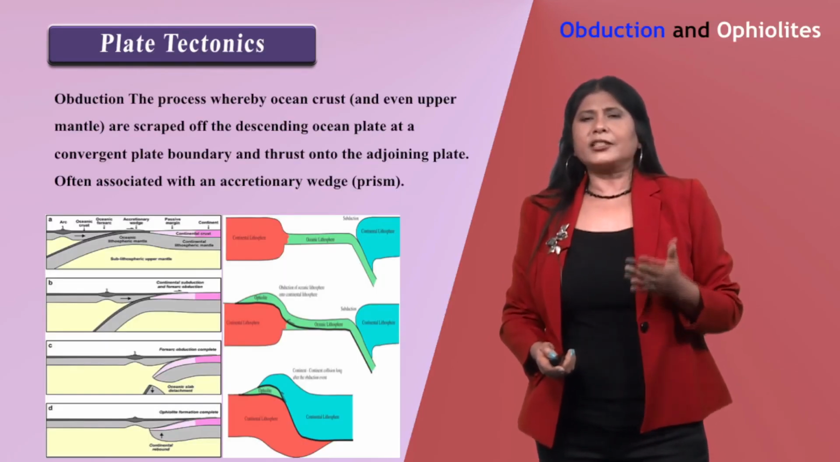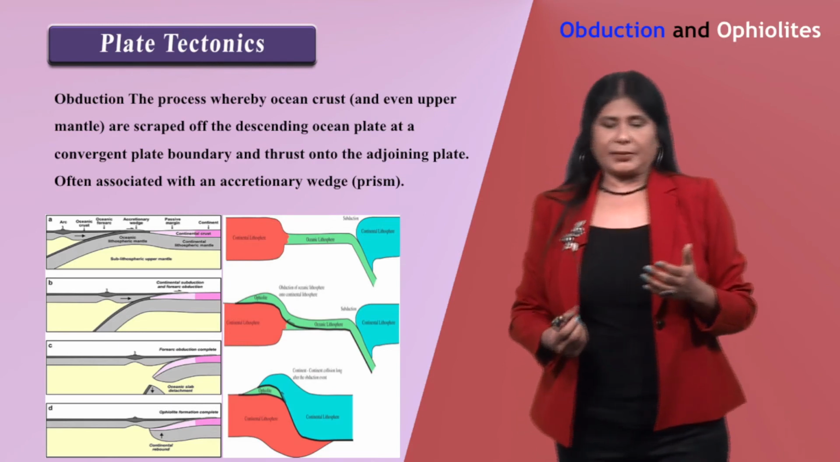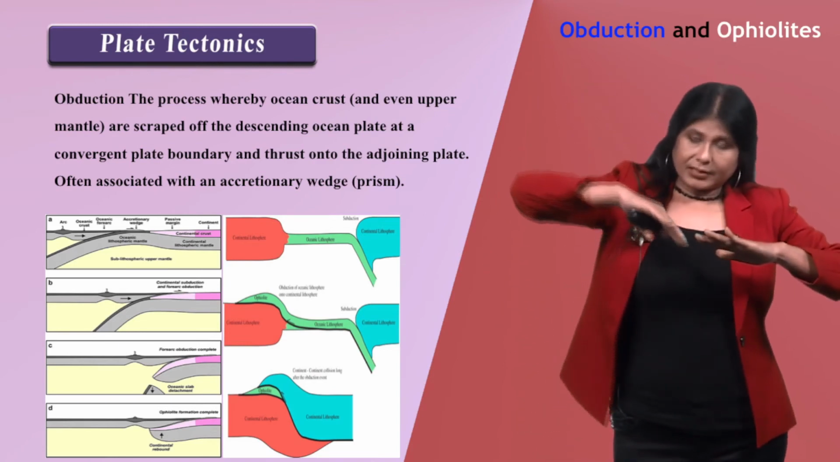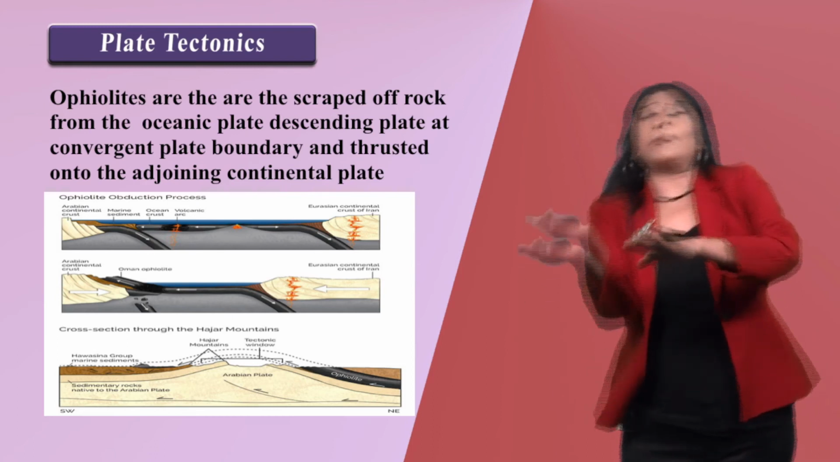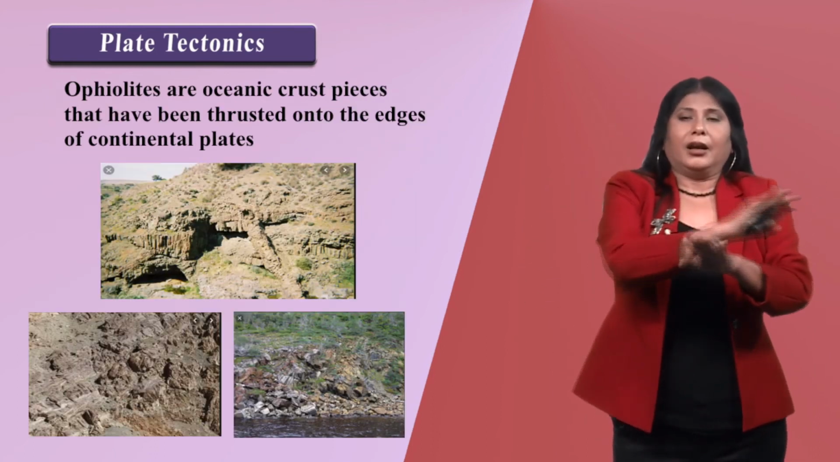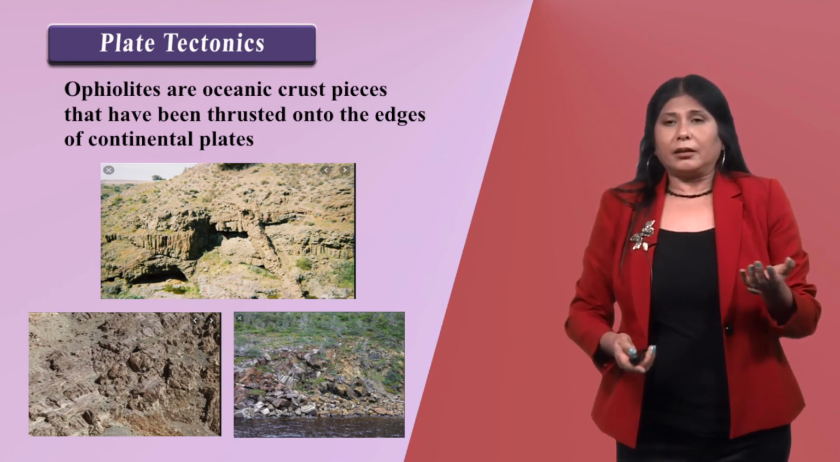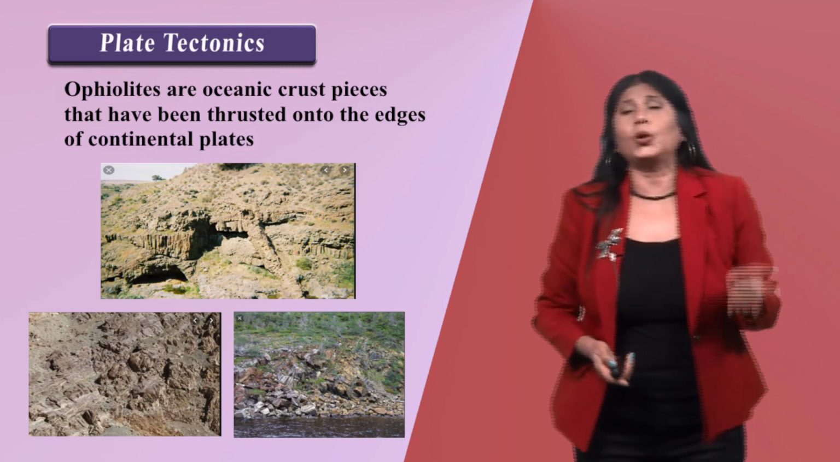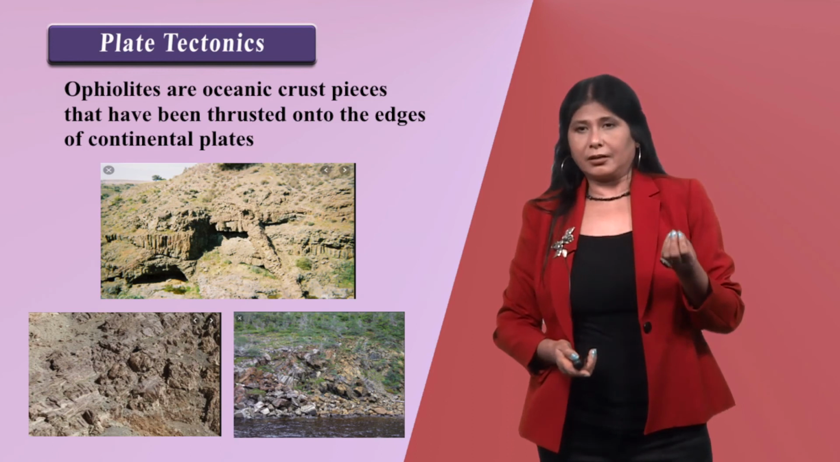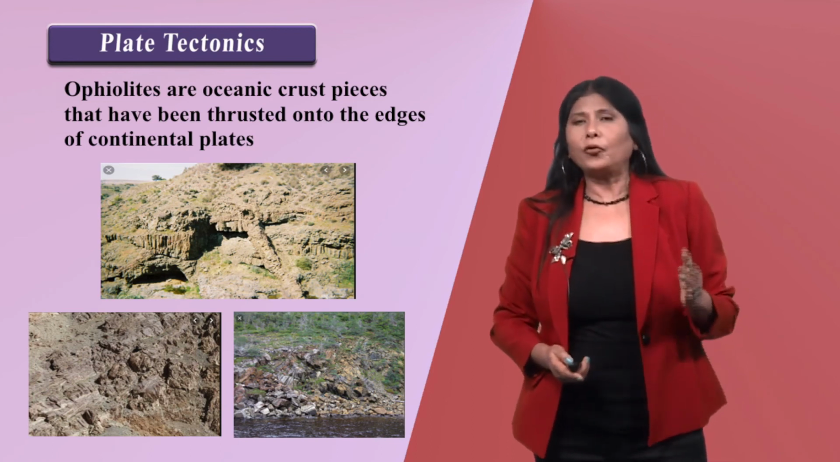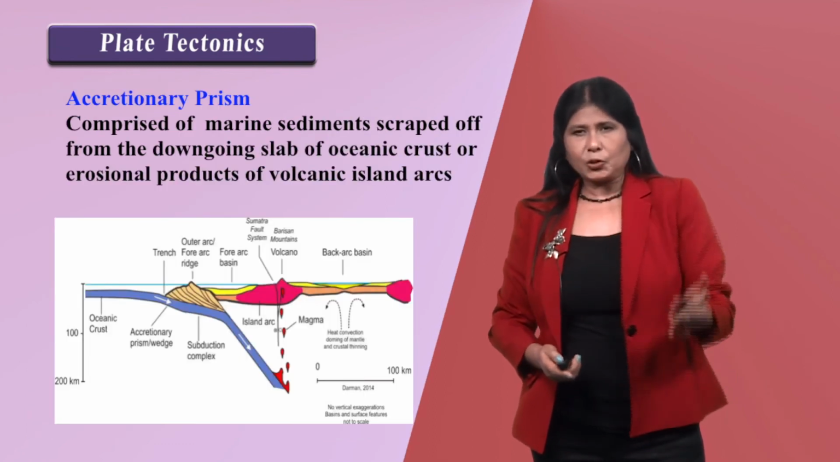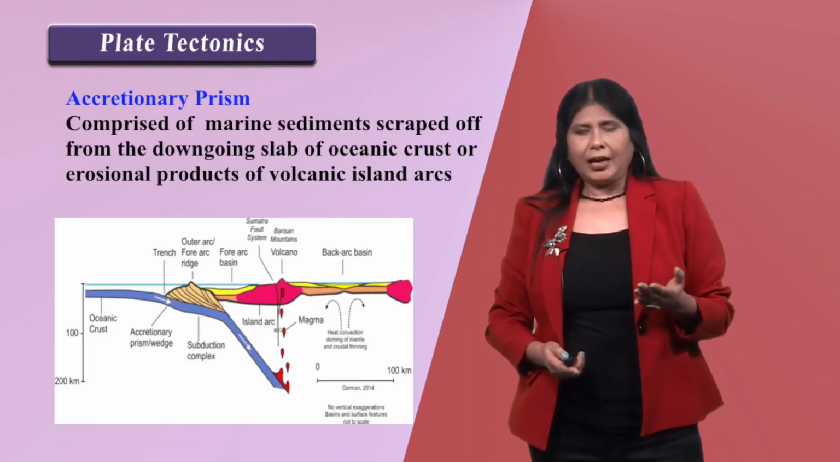And there is a process called ophiolite. Sometimes as the slab is subducting, a part of the oceanic slab is embedded on the opposite side, and they remain for many years. These are very old oceanic rocks which are embedded on the continent. They are called the ophiolites. It forms into an accretionary prism.